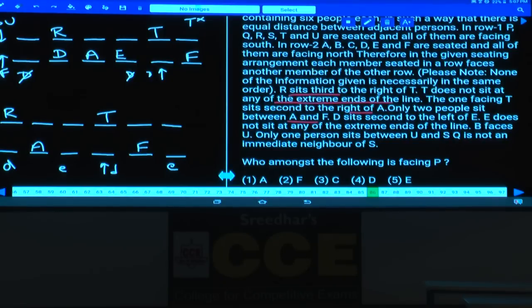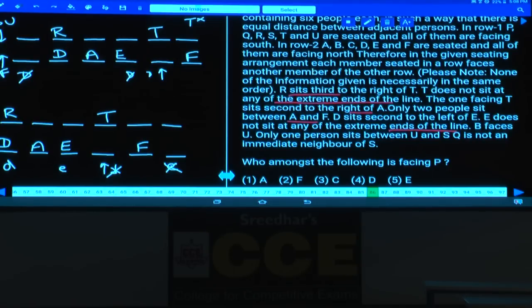The one facing T sits second to the right of A. Only 2 people between A and F. D sits second to the left of E. E does not sit at any of the extreme ends of the line. As E does not sit at any extreme end, E cannot be here. Hence, D cannot be here. Hence, D at this place, E will be at this place.